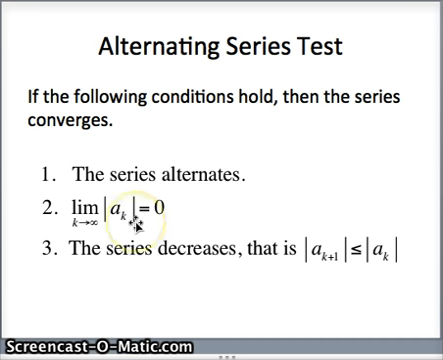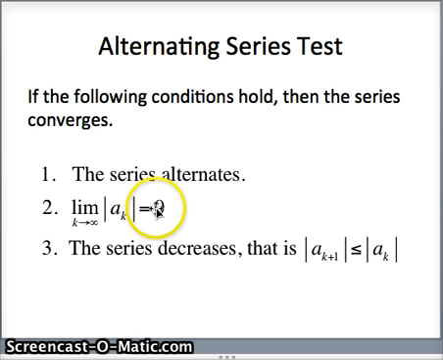The second condition is that once I remove the sign flasher, so I take the absolute value which eliminates the sign flasher, the limit of that new sequence must be 0. And it must go there in a decreasing fashion. The next term must be smaller than the previous term. So a sub 7 is smaller than a sub 6. A sub 11 is smaller than a sub 10. So the sequence is monotonic, it's decreasing.